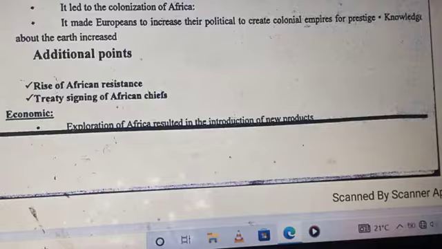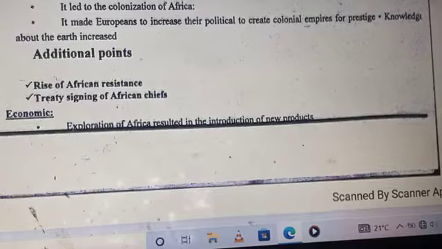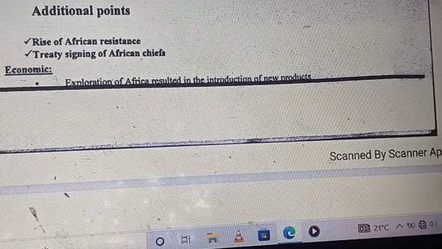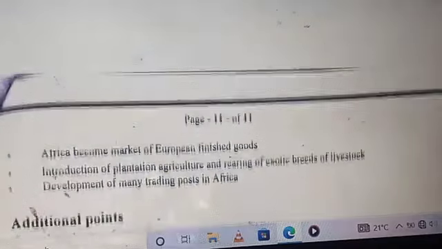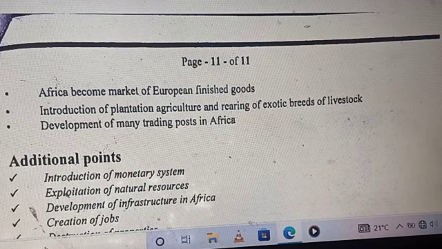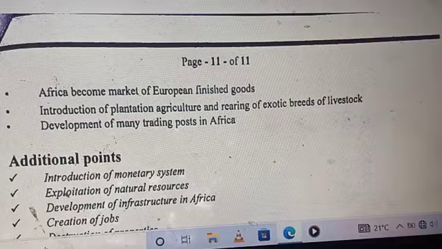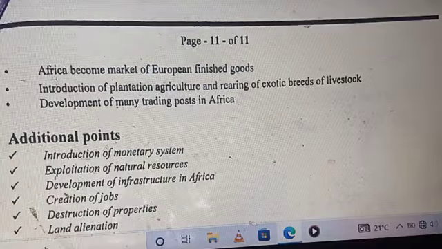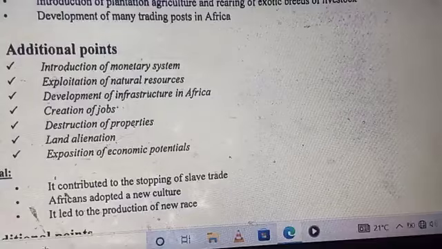Signing of treaties with African chiefs. In economic, exploration of Africa resulted in the introduction of new products. And also Africa became a market for Europe's finished goods. And also we have the introduction of plantation agriculture and the rearing of exotic breeds of livestock. And also we have the development of many trading posts in Africa. Here we have an additional point.